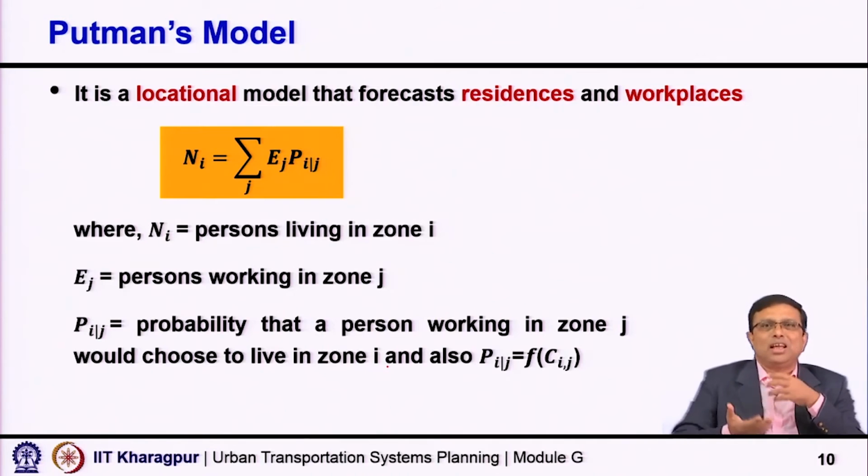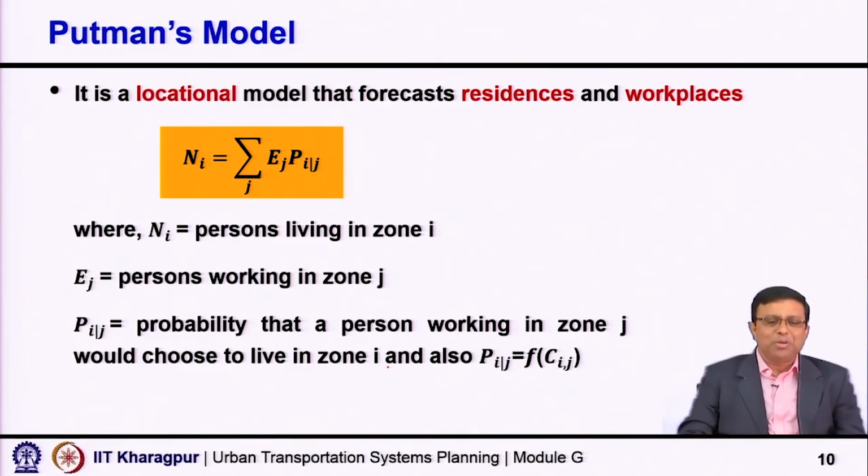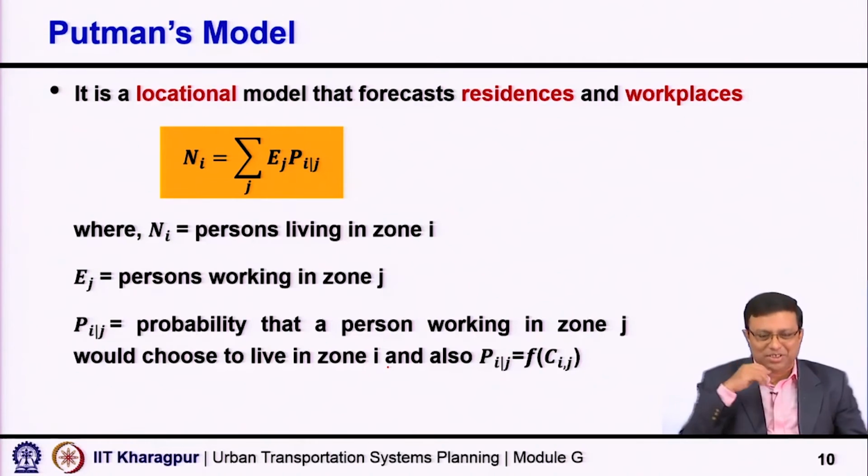Now, we go to another model which is known as Putman's model. It is also an operational land use model, a locational model, which is used to forecast residences and workplaces. Again I would say it is residences only, given the workplaces. So, it starts again with the employment. Employment distribution is known, then how the residential population will get distributed.